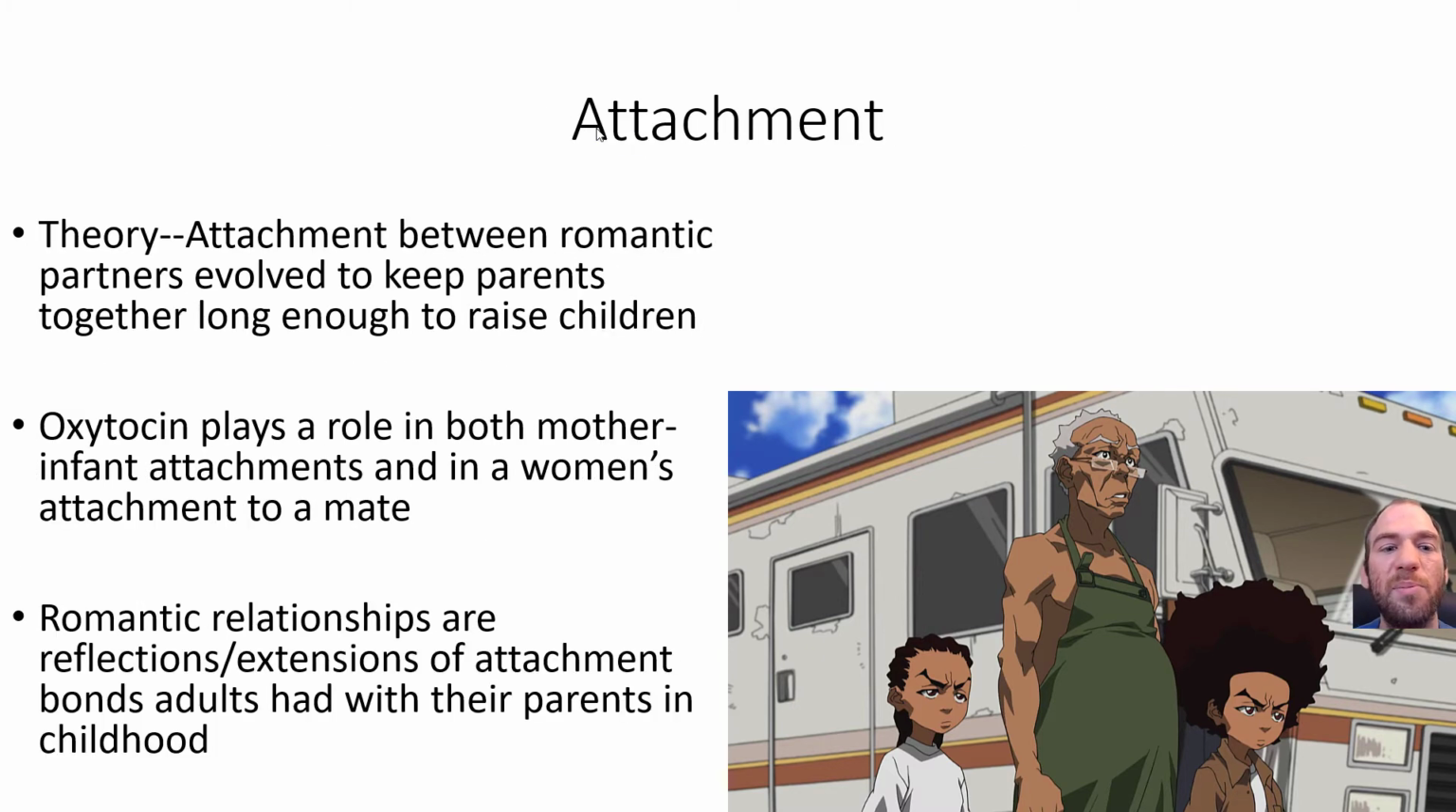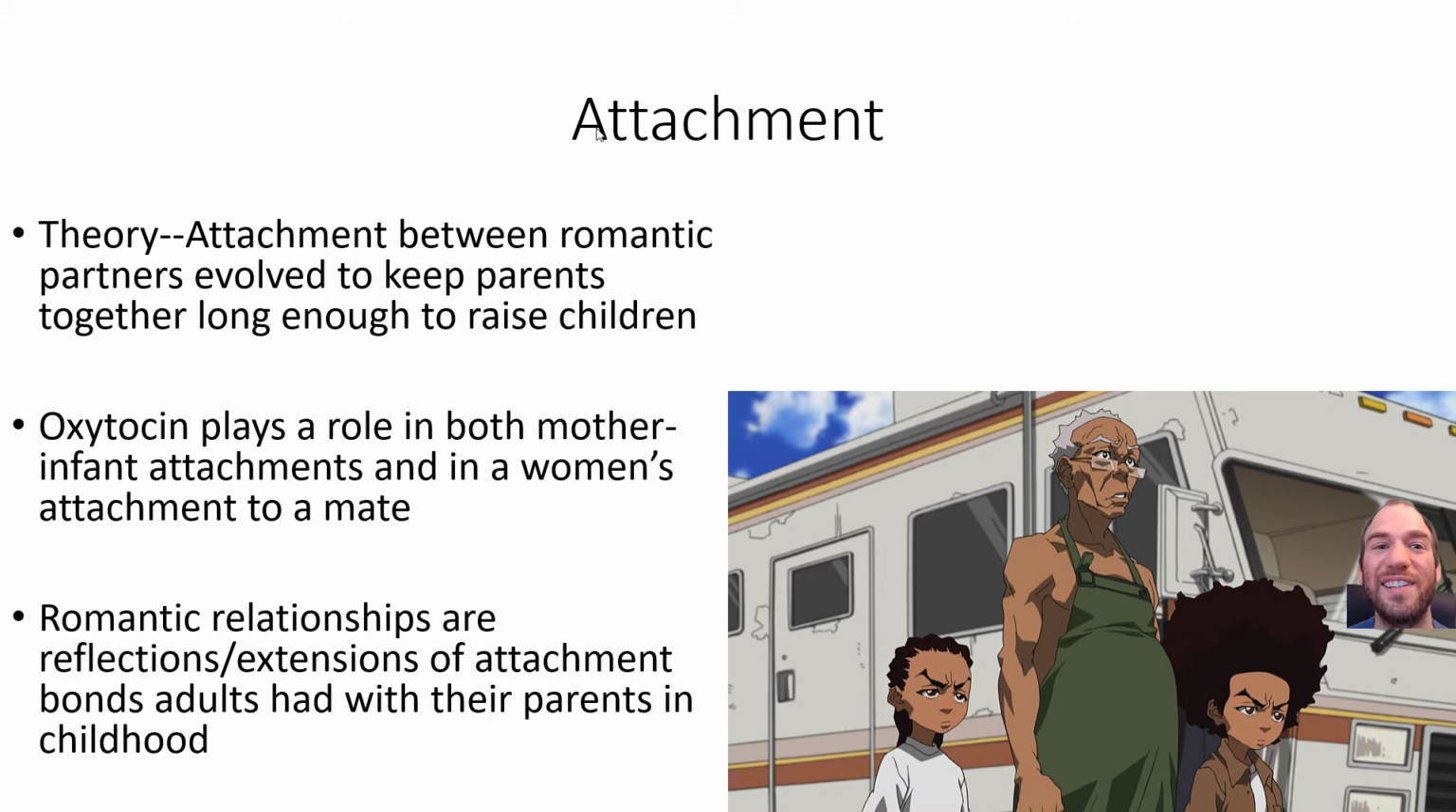Then we have attachment theory, which we've already covered, but the idea here is that attachment between romantic partners evolved to keep parents together long enough to raise children. Oxytocin plays a role in both the mother's infant attachment and in a woman's attachment to a mate. Romantic relationships are reflections or extensions of attachment bonds adults had with their parents in childhood. So you can see again this is rooted in evolutionary theory a little bit, with attachment being required for parents being together long enough to raise their children. It's not always true.